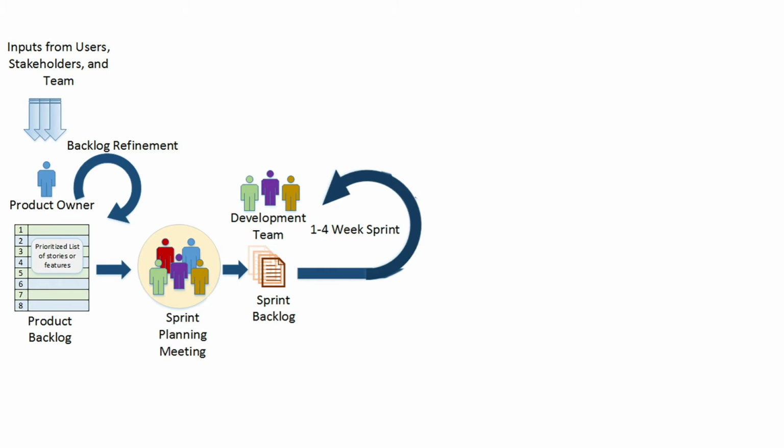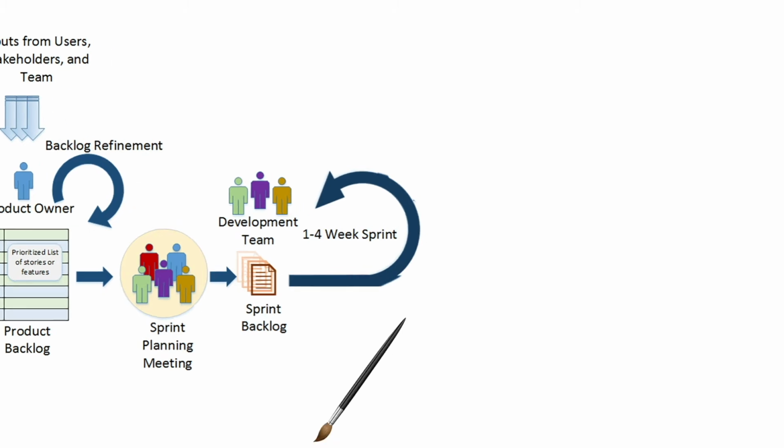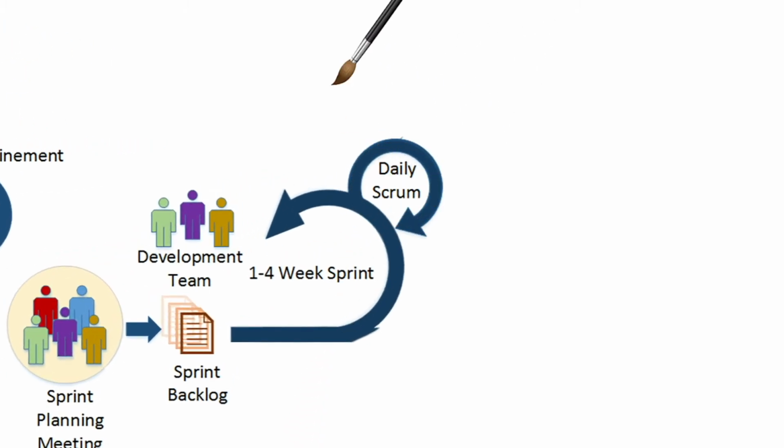Self-organizing means the development team is in charge of determining how the technical work will be accomplished. Cross-functional means that they have all the expertise needed to turn the backlog into working software. Each day the team meets in a set location and time for the daily scrum. During the daily scrum, each team member will answer 3 questions. What did I work on yesterday? What am I going to work on today? And are there any impediments keeping me from accomplishing my work?